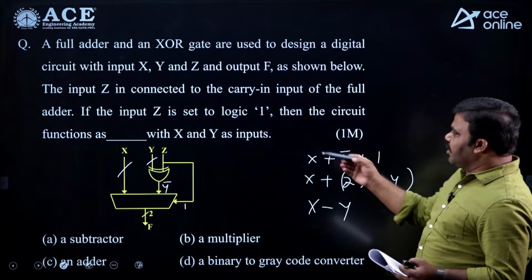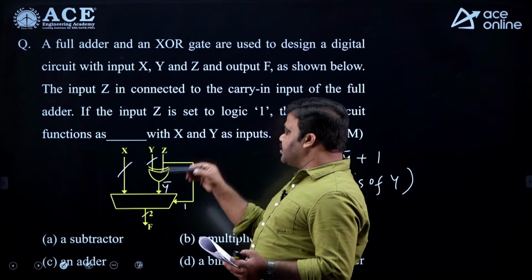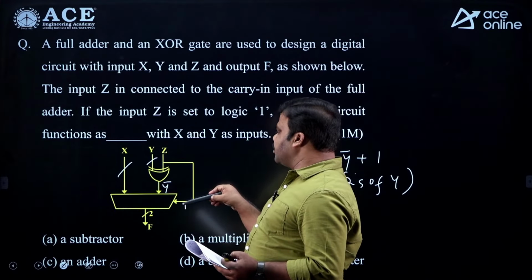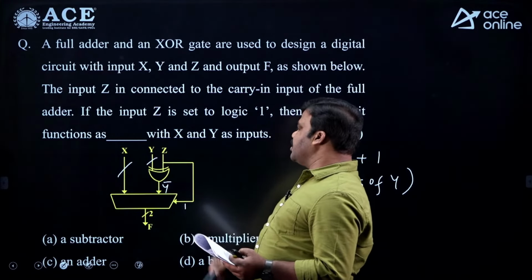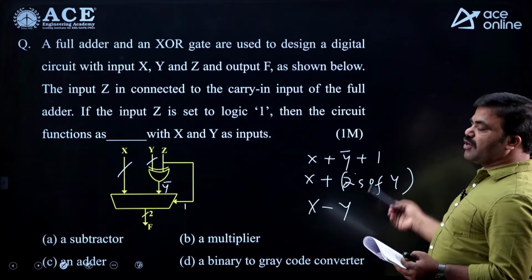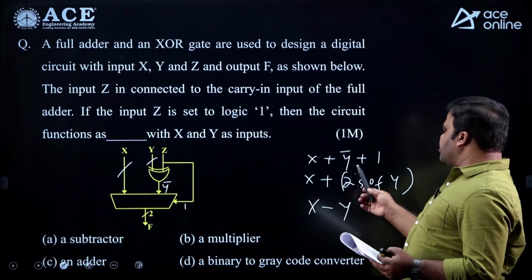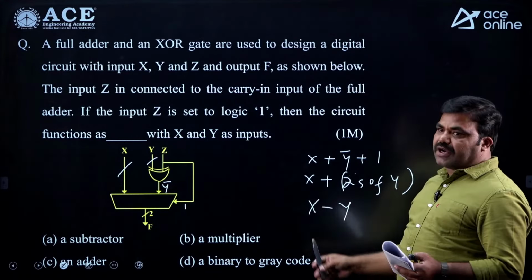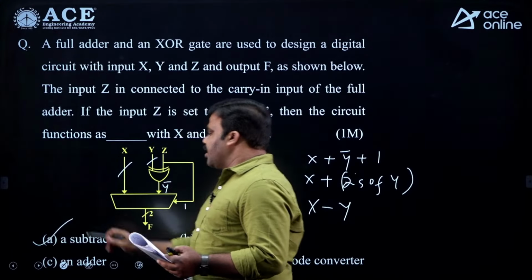Once again here, if you are observing, as Z is equal to 1, it is passing that Y bar as operand and Z equals 1. So, obviously X plus Y bar are the operands and the input carry is 1. Obviously, X plus Y bar plus 1 can be named as 2's complement of Y. So, X plus 2's complement of Y is nothing but X minus Y. So, it is going to be a subtractor. Answer is A.